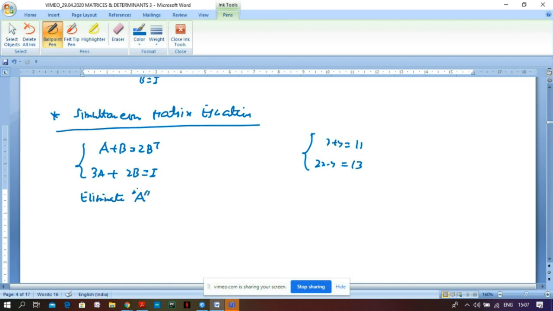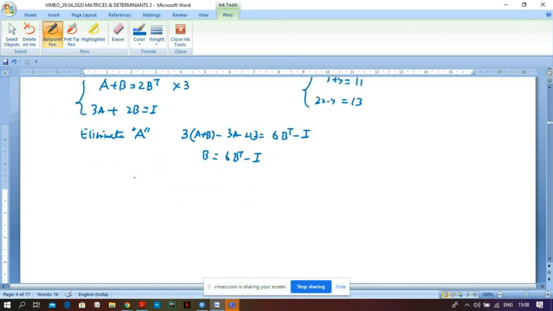So if you eliminate A, it means you will multiply the first one by 3. So that's 3 times 2B transpose, so 3 times A plus B. Multiply this by 3 and subtract. 3 times A plus B minus 3A minus 2B equals 6B transpose minus I. That gives you that 3A cancels, so B equals 6B transpose minus I. I can rewrite on the left side, B minus 6B transpose is minus I.